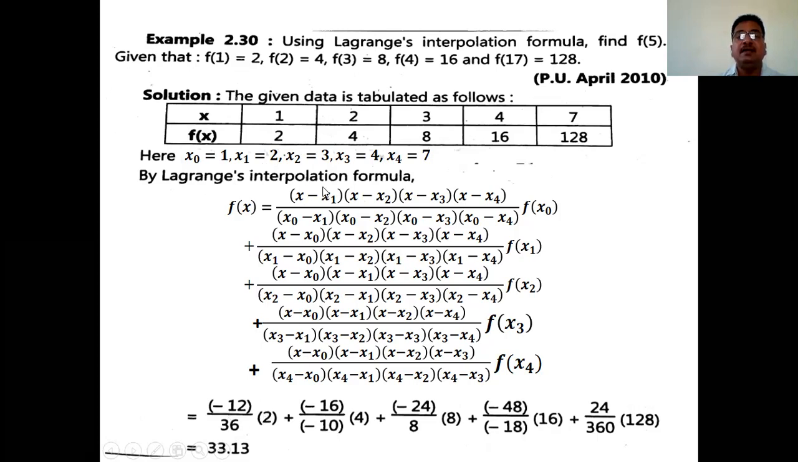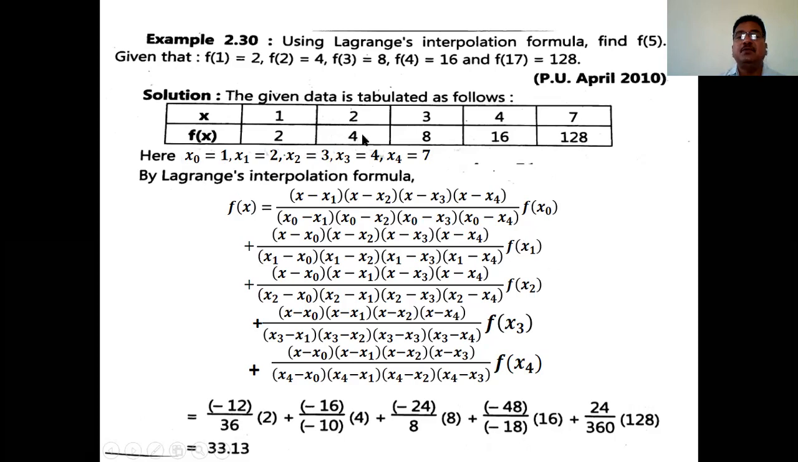Then write the values of x. We have to find the value at 5, so x is 5. Right here, 5 minus x1 is this 2. Write all these x as 5, and then x1, x2, x3, x4 and x0. x0 is 1, and f of x0 is 2. Then write all the values.